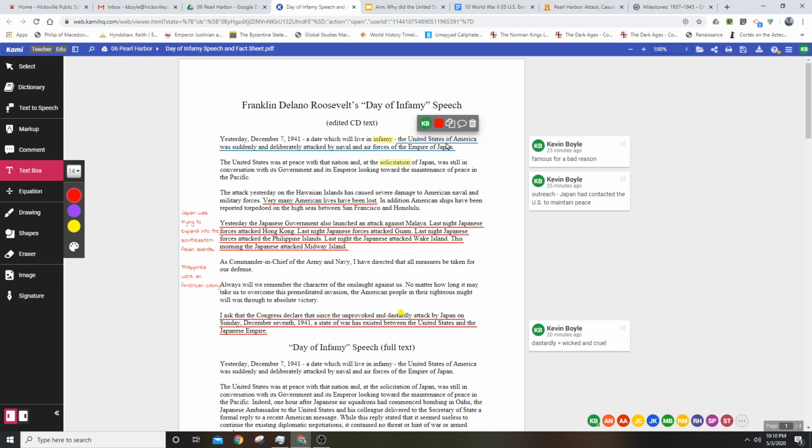I underline this text. It's really important to the speech. It doesn't need any explanation. He's telling the American people that the United States was attacked by Japan. And then he gives some context.